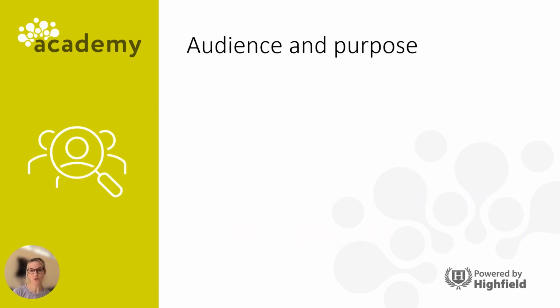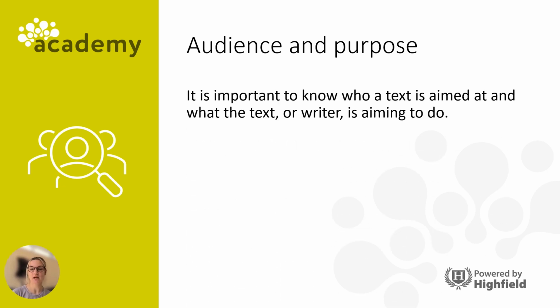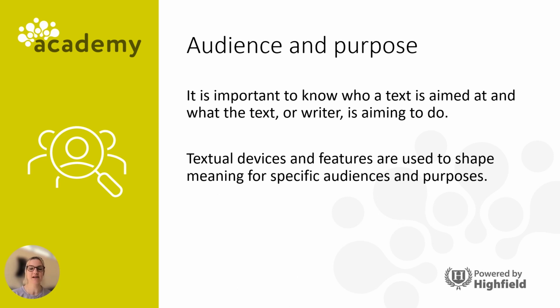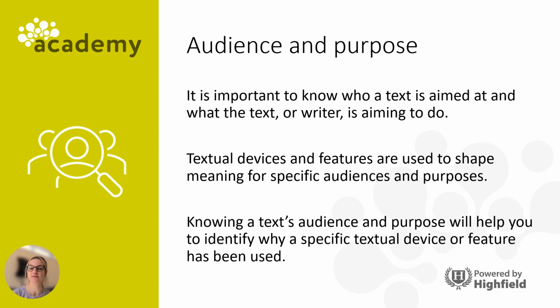So thinking about audience and purpose then, it's important to know who a text is aimed at, which is the audience, and what the text or writer is aiming to do, which is the purpose. So textual devices and features are used to shape meaning for specific audiences and purposes. And knowing a text's audience and purpose will help you to identify why a specific textual device or feature has been used.